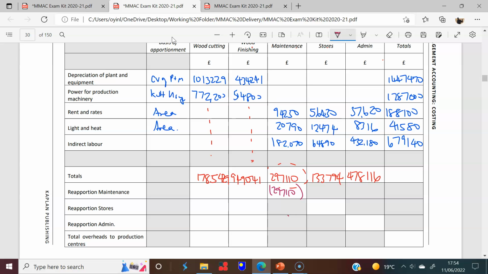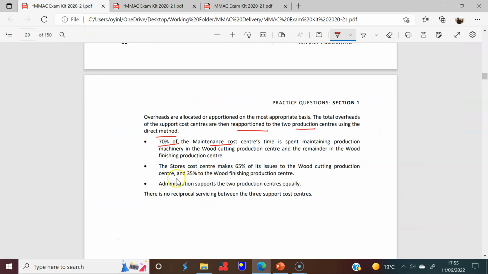So 297,110 times 70%, so 207,977 is going to go there, and the rest is going to go into finishing, 89,133. Right? That's how we do it. We're just basically reapportioning those. Let's do the same thing.